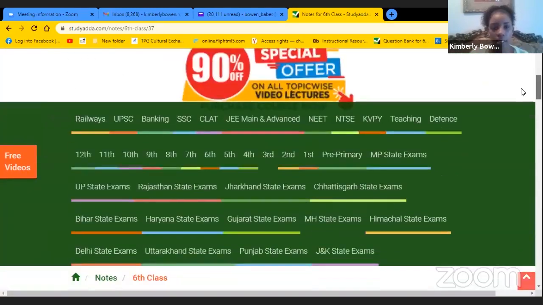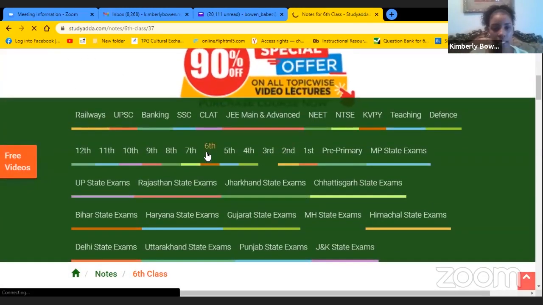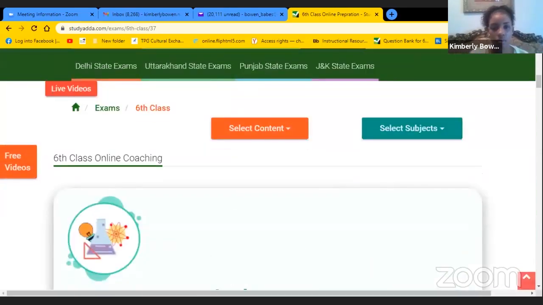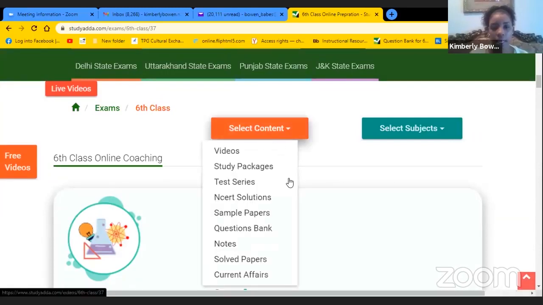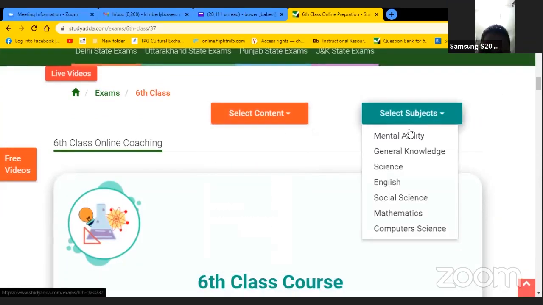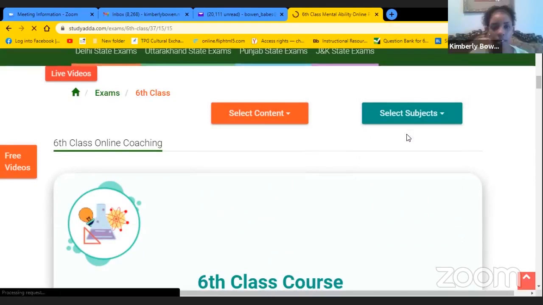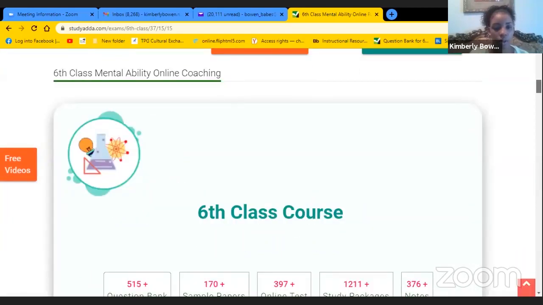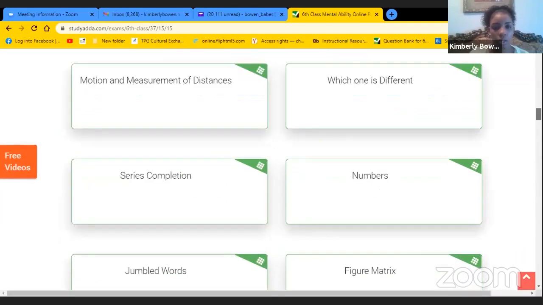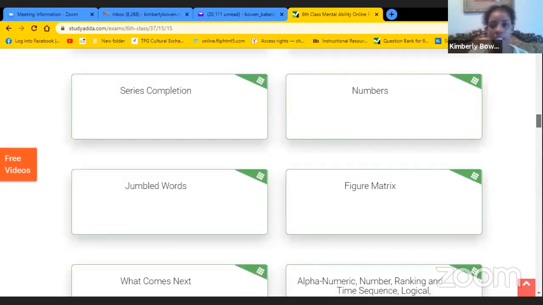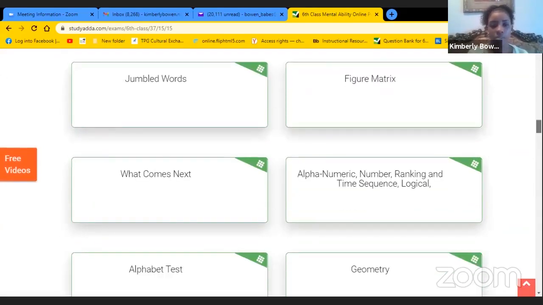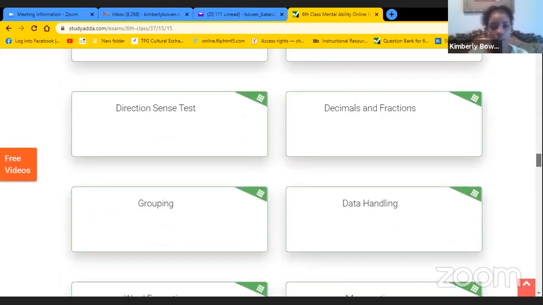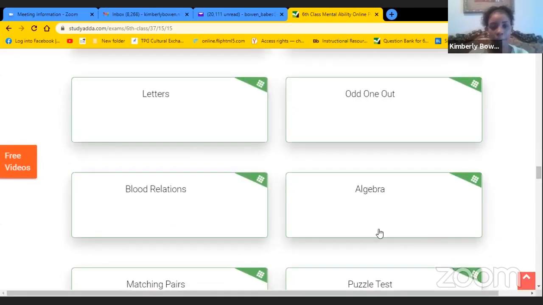I can also access it from the top here. So I'm going to click 6th here at the top. And once I see 6 there, I can select subject and select mental ability. That will also bring us to where we desire to go. So those are the different types of mental ability. It looks different from what you would have seen before, but it's still the same information. So we're looking for blood relations.